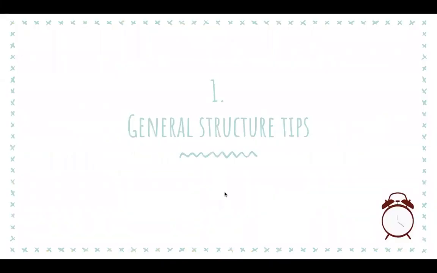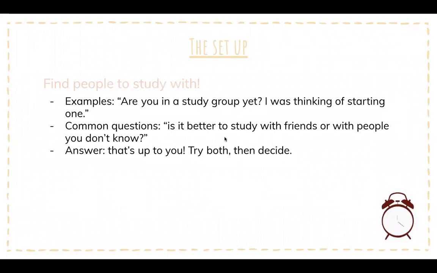First things first, general structure tips. You want to think about your setup. So you want to find people to study with. And this can be an awkward and difficult thing for some people to do, but just one example of how to approach this is walking up to someone in your class or a peer or someone in the corner of the class, doesn't matter, and just saying, "Are you in a study group yet? I was thinking of starting one." And some common questions that follow this are, is it better to study with friends or with people you don't know? And there's really no objective answer to this. The only answer I can tell you is that's really up to you. So try both and then decide what's best.